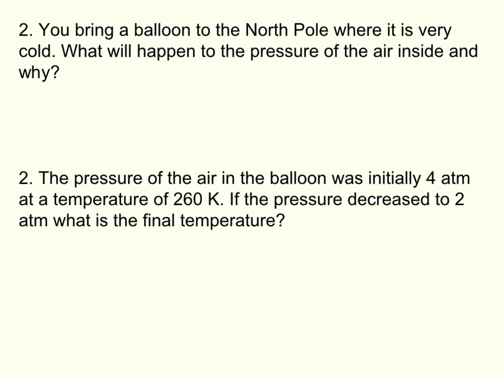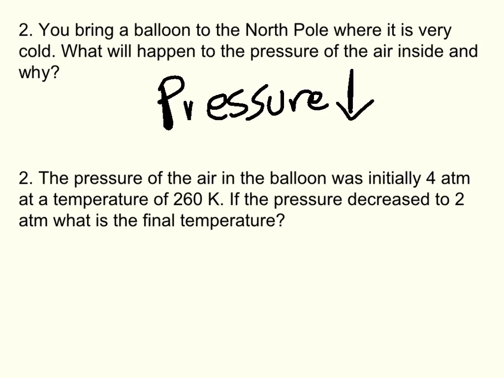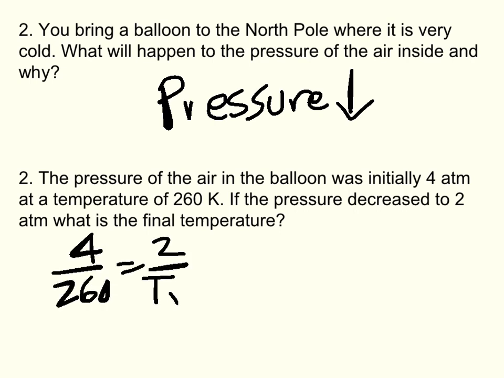So the answer for number 1, you bring a balloon to the North Pole. It's very cold. Since temperature is going down, pressure is going down as well. To explain it in more detail, it's because the molecules are moving slower, so there's fewer collisions, which causes the pressure to decrease. In number 2, the setup that you should have had would have been 4 over 260 equals 2 over T2, and then T2 gives you a final answer of 130 Kelvin.